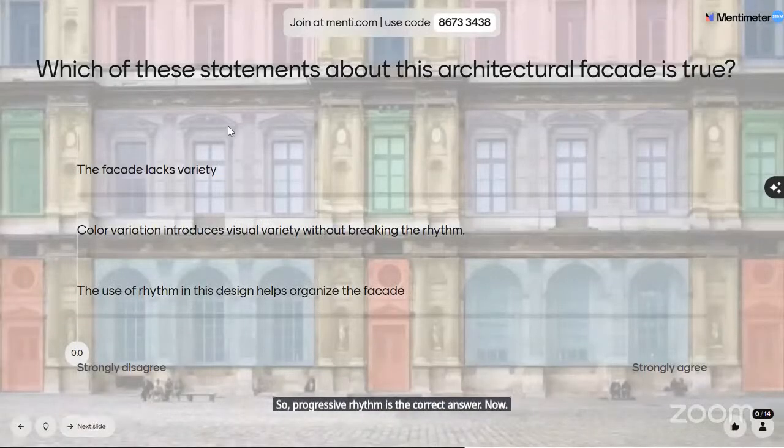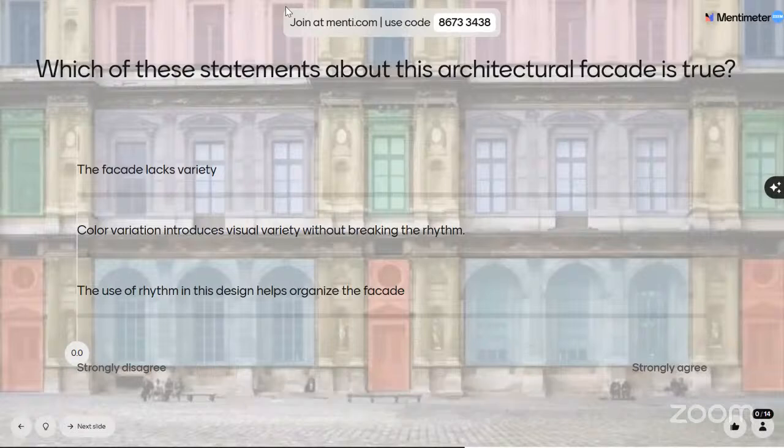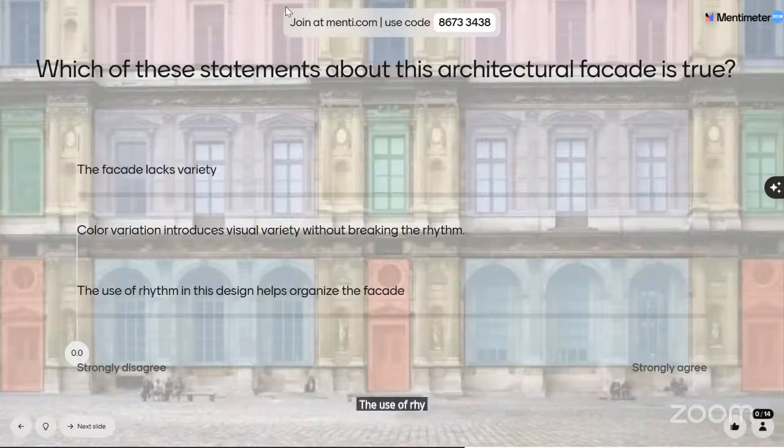Now, which of these statements about this architectural facade is true? The facade lacks variety. Color variation introduces visual variety without breaking the rhythm. The use of rhythm in this design helps organize the facade. So which of these 3 statements about this facade is true?